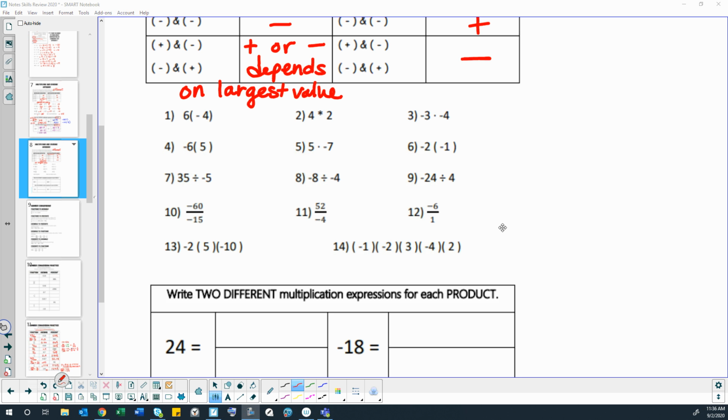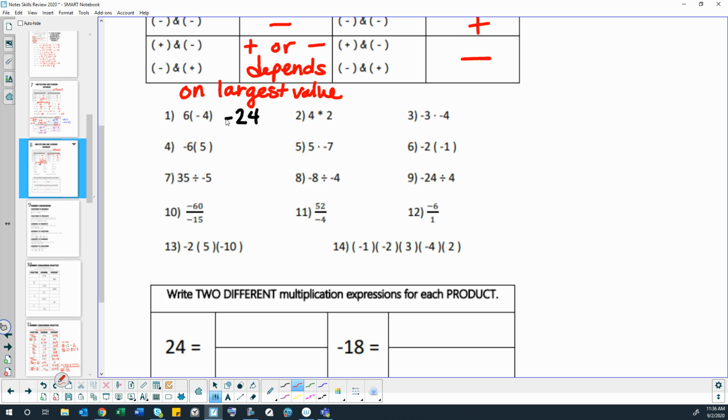What is 6 times negative 4? If you have that answer, you can quickly write it on your whiteboard for me and show me what you've got for that one. Awesome. So 6 times negative 4 is a positive number times a negative number. We get a negative answer, negative 24.